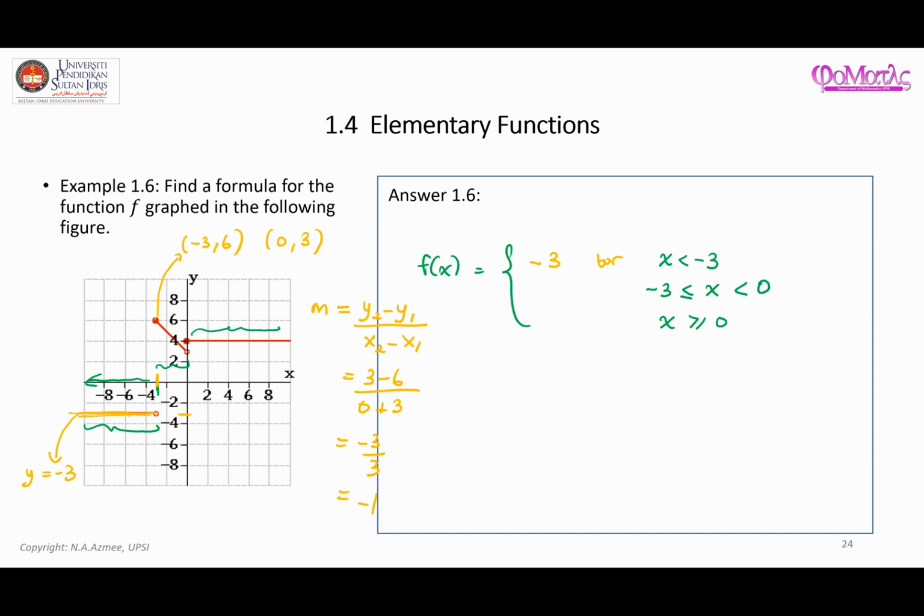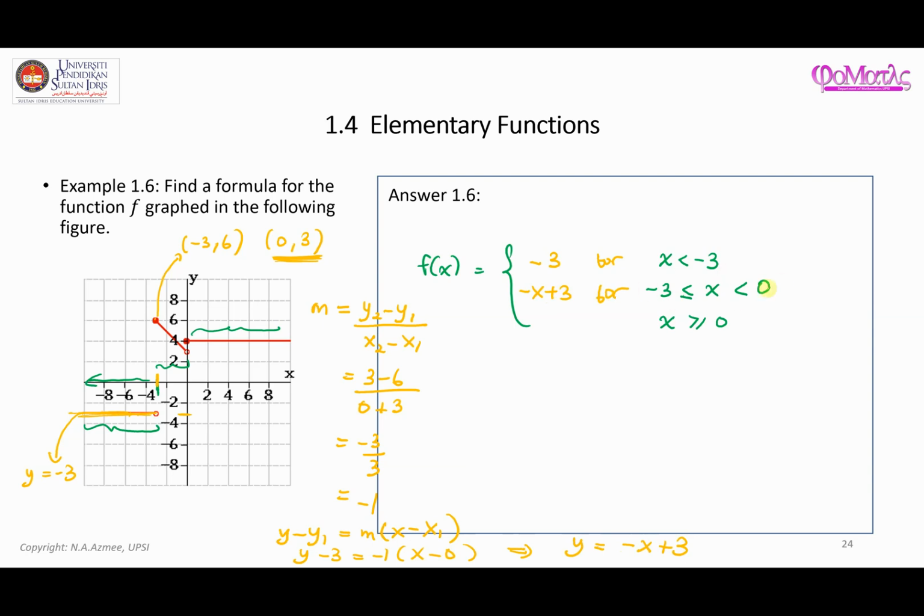So next, based on this, you can construct the equation here using this formula, which is y minus y1 is equal to m(x minus x1). So you can take this as your y1 and x1. So we have y minus 3 is equal to -1 times (x minus 0), and this can be further simplified as y is equal to -x plus 3. Okay, so I'm going to write down my f(x) here is going to be equal to -x plus 3 for this region here.